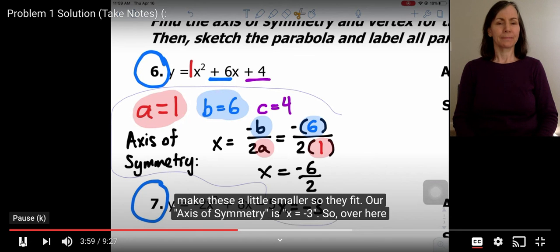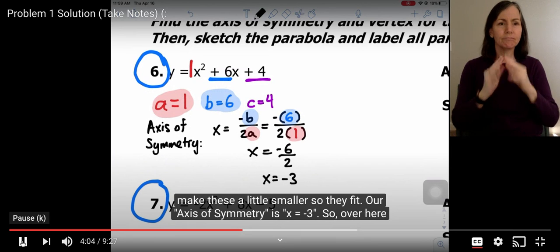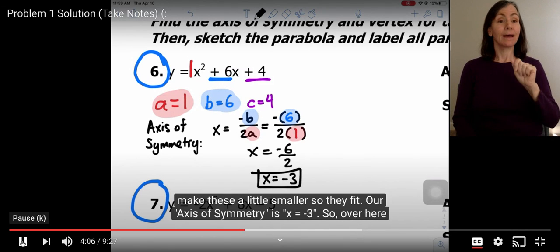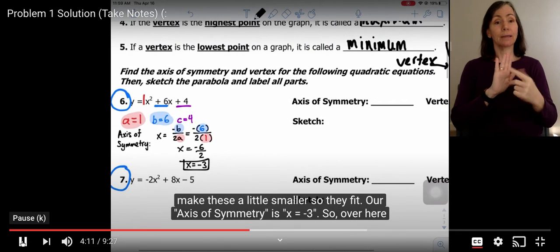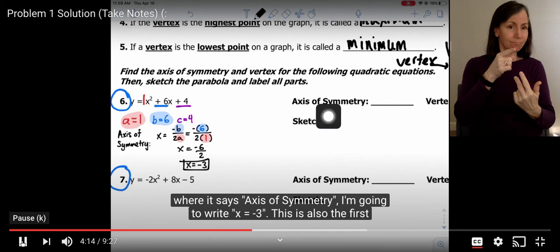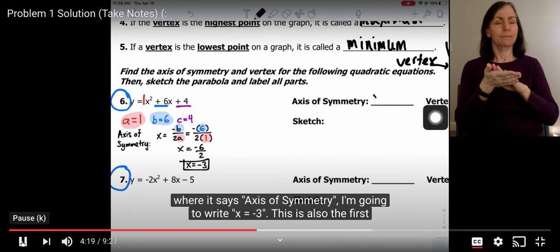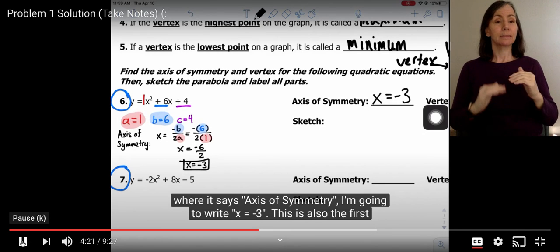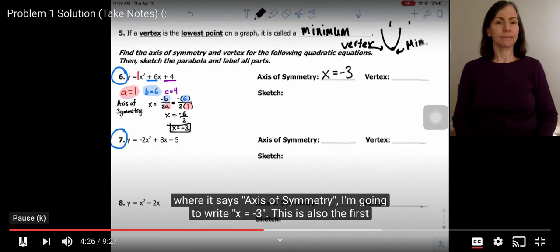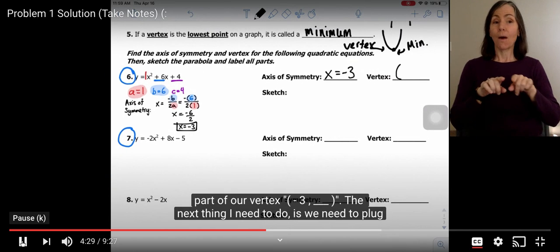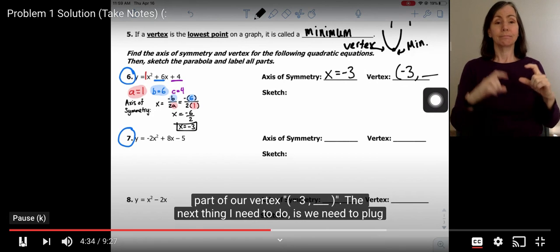Make these a little smaller so they fit. Our axis of symmetry is x equals negative 3. So over here where it says axis of symmetry, I'm going to write x equals negative 3. This is also the first part of our vertex. Negative 3, comma, something.